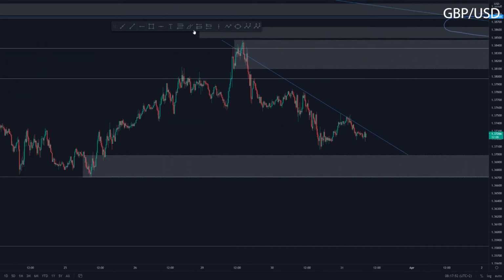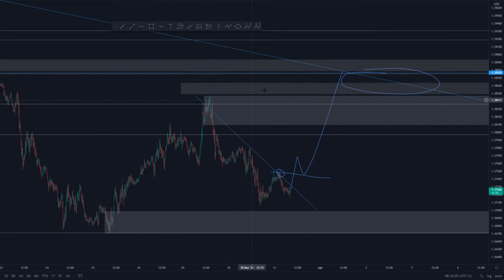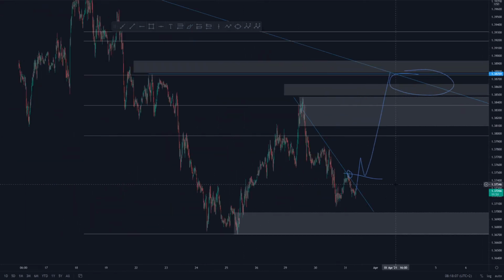All we need now is to break structure, break this lower high, impulse towards the upside, retest this previous high, and then see a further upside push back up towards our liquidity zones and to the 618 and to the trendline touch on the higher time frame. So that was pound dollar.